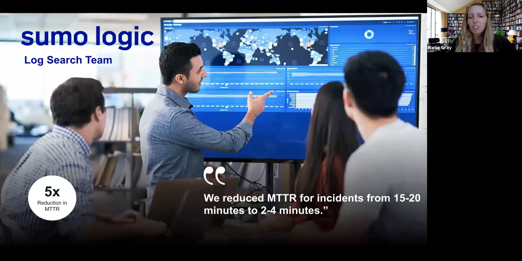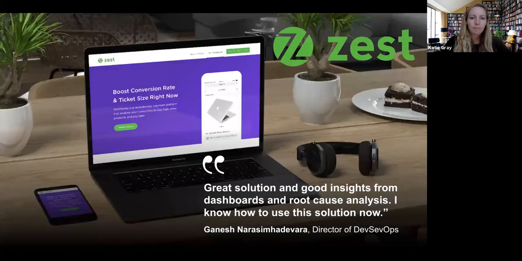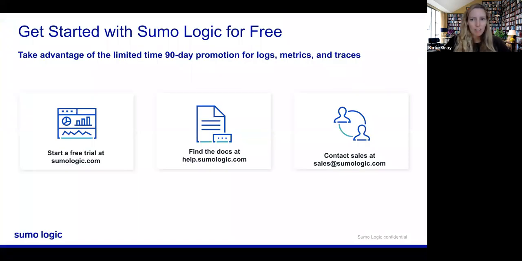Okay, and of course, our Sumo Logic team uses this. They were able to reduce their MTTR for incidents from 15 to 20 minutes to 2 to 4 minutes. So pretty incredible decrease in time spent understanding what those root causes were because of being able to connect the dots between services. Another fintech company, Zest Money, uses this solution, again, to help get a consolidated view, especially for these companies that have multiple AWS services.